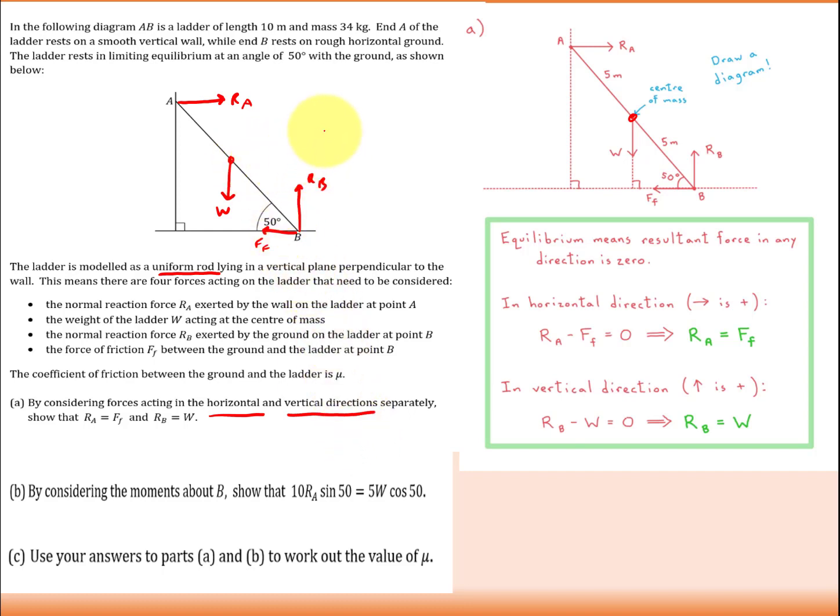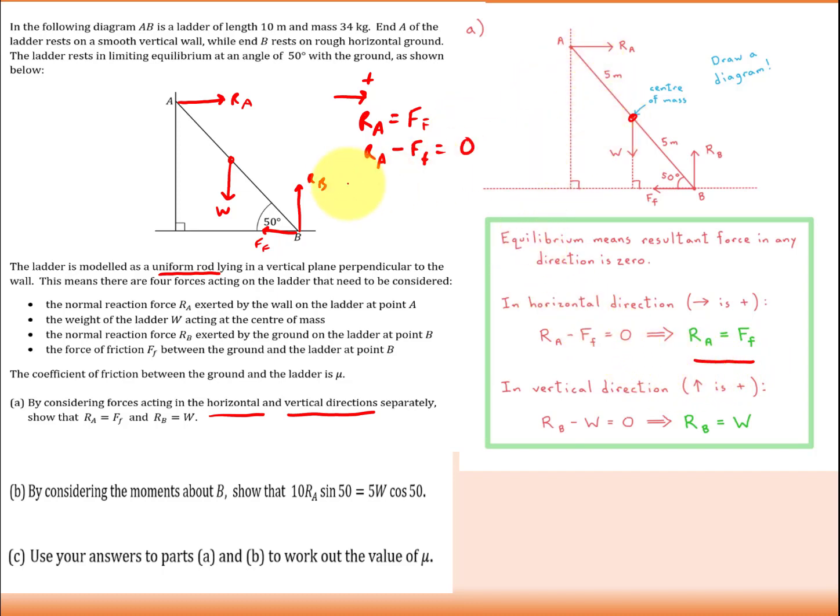Depending on which direction, they've chosen this as positive, that's resolving horizontally. So we've got RA equals FF, hence that's how we get RA minus FF equals 0. Okay, and now can you see how they've done it in reverse, so how I do it both ways. And then the vertical is the same.